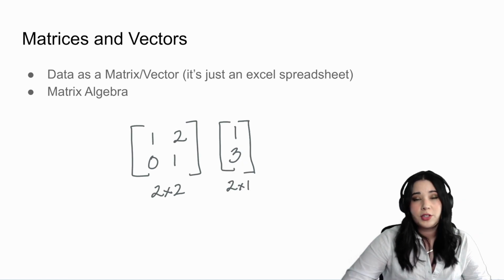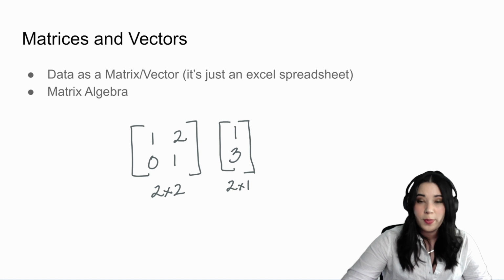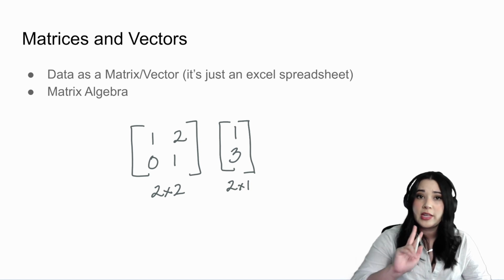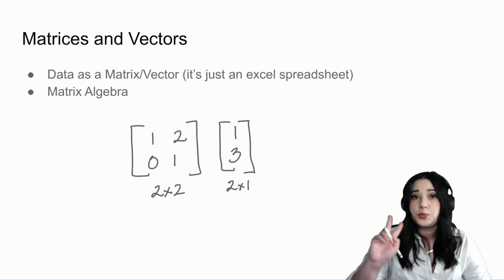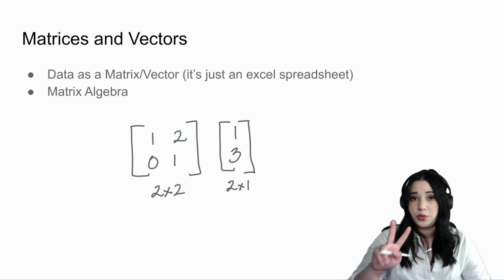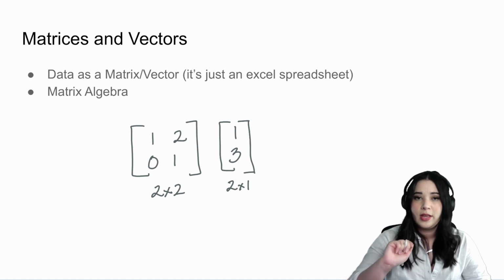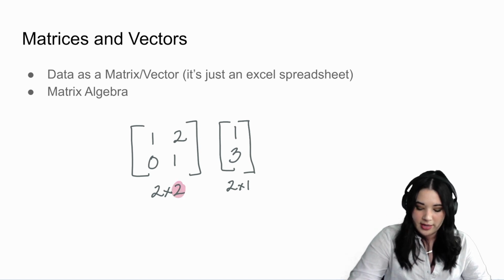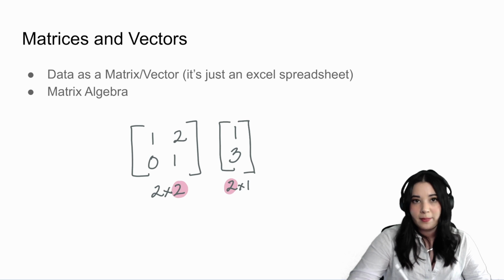One thing we might want to do with matrices and vectors is multiply them. So here we have a 2 by 2 matrix. It has 2 rows and 2 columns, and then a 2 by 1 vector because it has 2 rows but only 1 column. Now we know that we can multiply them together because their inner values, this on the right and this on the left, match. That means these are compatible to be multiplied together.